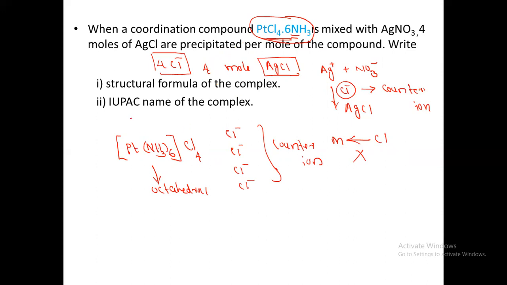So what is the answer? The answer is [Pt(NH3)6]Cl4. Now give the IUPAC name. We already discussed how to name the complex. So this is going to be hexaammineplatinum. It's a positive complex, so the name of the metal is as such, platinum. What is the charge? Chloride is 4− outside, so the complex charge will be +4 for balancing. Ammonia has no charge, so it's platinum(IV) chloride. You have to identify the number of counter ions from the precipitation details. That's it, it's very simple, right?